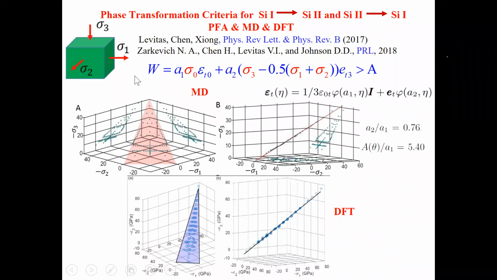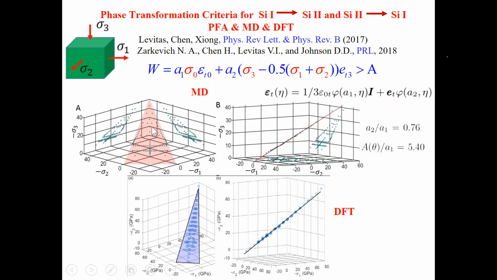And this is our analytical phase transformation criterion. Sigmas are stresses, and some combination of stresses should exceed some threshold. Key point: this combination is linear in stresses. So in space sigma 1, sigma 2, sigma 3, it describes a plane. Below this plane, nothing happens. When we reach this plane, a barrierless phase transition occurs.